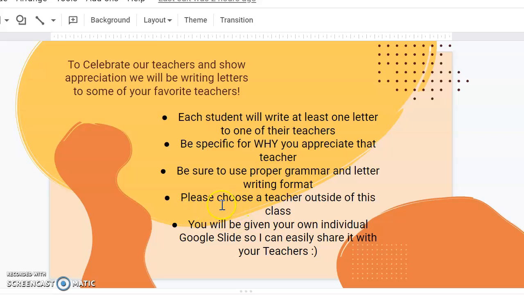If anything's underlined in red, please make sure that you go through and fix that before you actually submit your work. Okay, please choose a teacher outside of this class. We kind of already talked about that. And you're going to be given your own individual slide, so you can work from that. Again, it will make it easier for me to distribute it to your teachers.